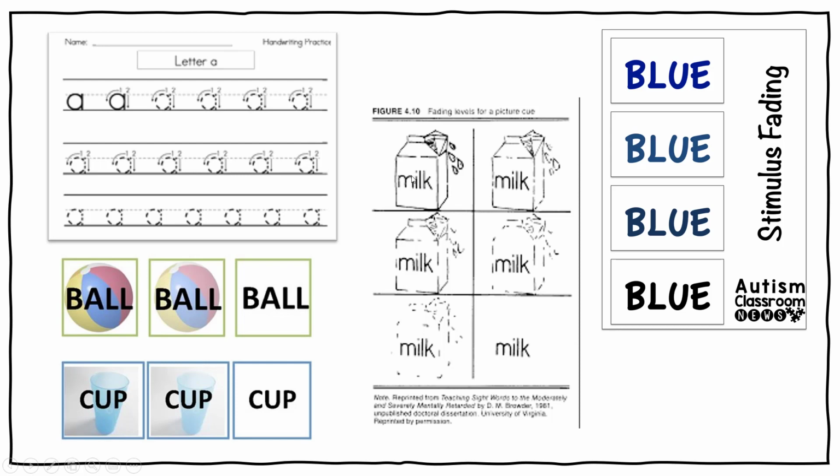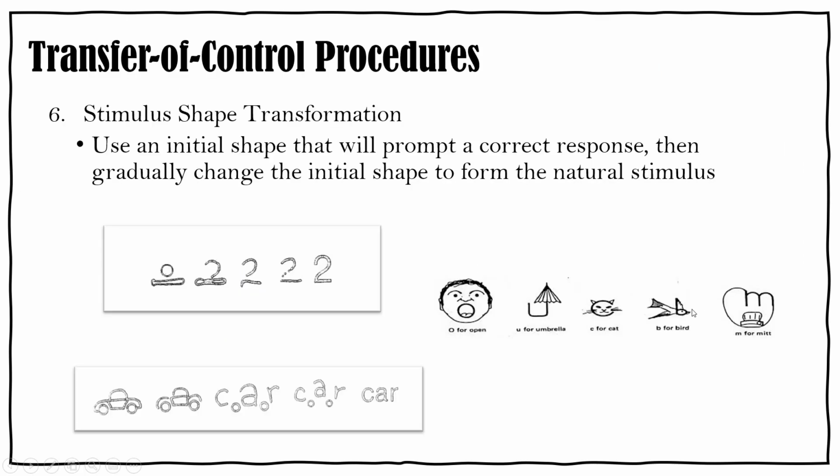You want the kid to read the written word milk, so you draw the picture of the carton with the word milk and then fade out the actual carton. And then this is an example of reading the word blue. So if the kid knows the color blue, you can write the word in blue and then fade out the color blue to where it's just a normal black ink.